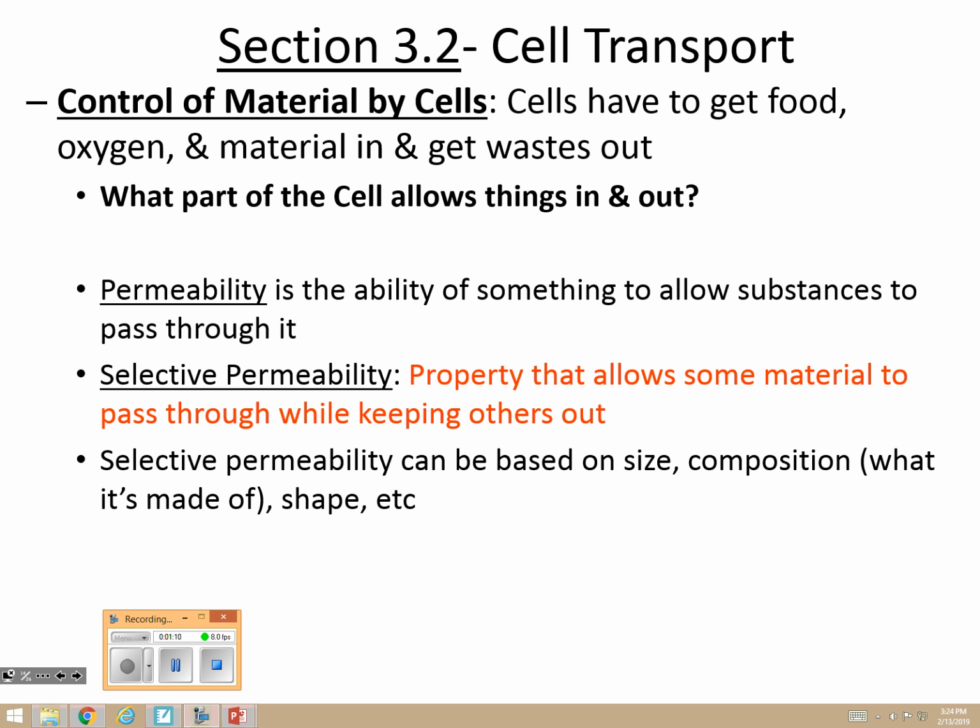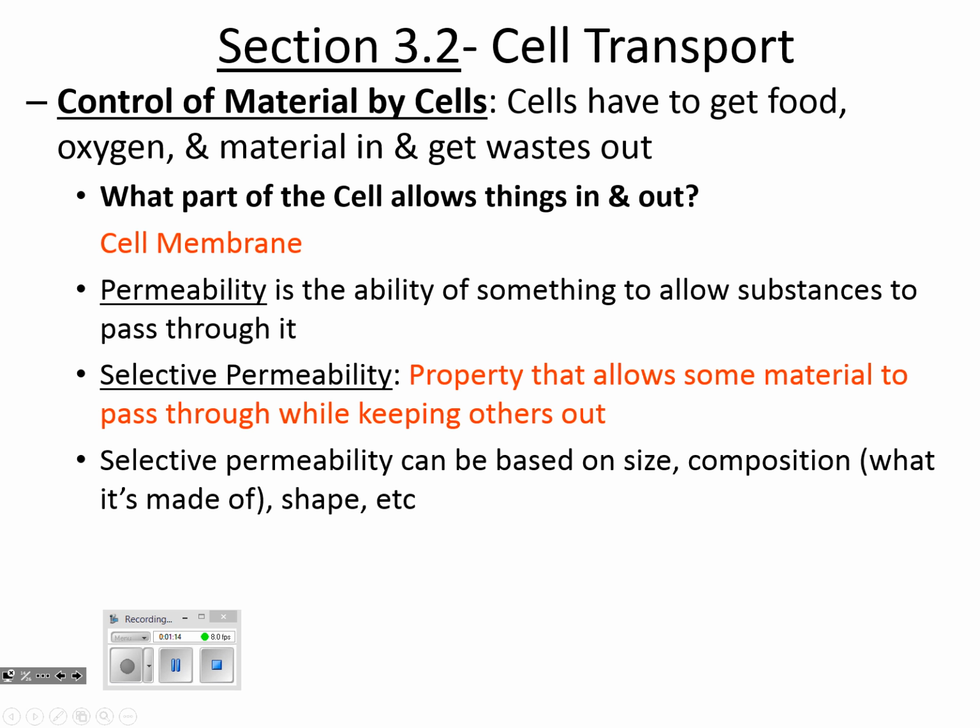Around the outside of a cell is something known as the cell membrane. Okay, the cell membrane lets things go in and out of the cell. The cell membrane has a property called permeability. Okay, if something is permeable, it allows things to pass through it. Like, for example, a fishing net is permeable because when you put it in the water, the water can go right through it. Permeability.